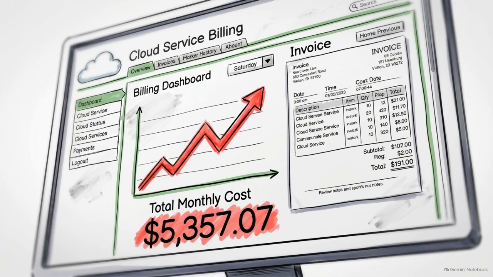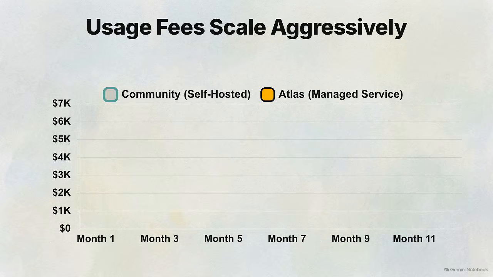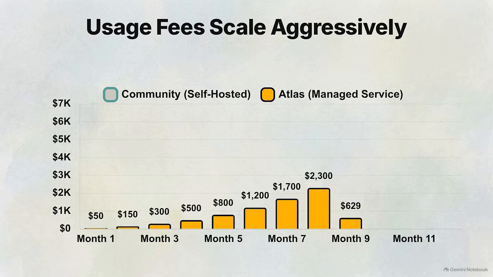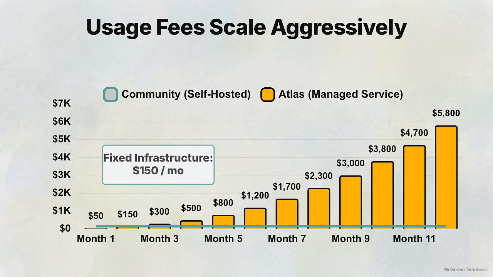Atlas charges based on usage metrics, which means high-traffic applications can see monthly bills move from a few $100s to several thousand as data and query volumes grow. This chart compares the total cost of ownership over a 12-month period. Notice how the Atlas usage fees scale upward as the application's data volume grows. By comparison, self-hosting the Community Edition on a properly sized server yields a fixed infrastructure cost. You typically pay $50 to $150 monthly, regardless of document volume.